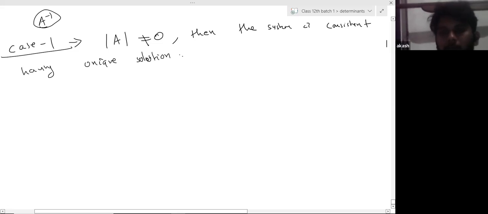If they ask you to decide what kind of solution the system of linear equations has, you don't have to solve everything. Just try to find the determinant of A. If that is not equal to 0, then the system is consistent, having a unique solution. Is this clear? Yes, sir.